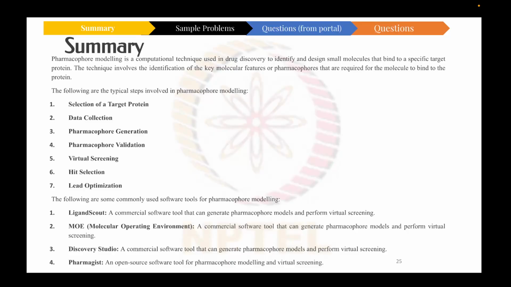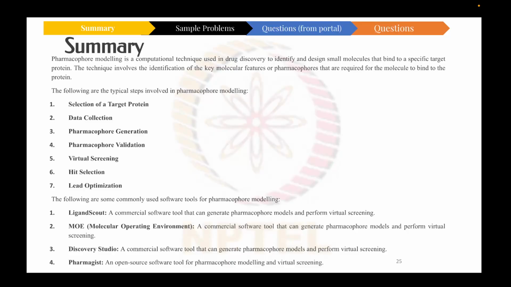So, pharmacophore modeling is a computational technique used in drug discovery to identify and design small molecules that bind to a specific target protein. This technique involves identification of key molecular features, or pharmacophores, that are required for a molecule to bind to the protein. The first step in pharmacophore modeling is to select a target protein for the drug candidate. This protein can be a receptor, enzyme, or any other molecule involved in the pathway.